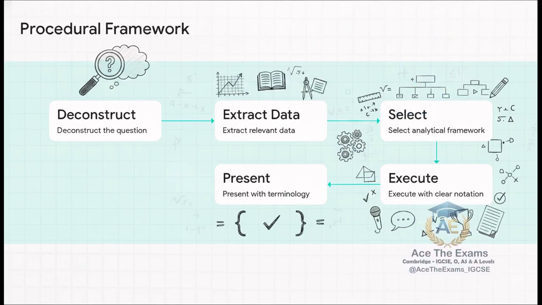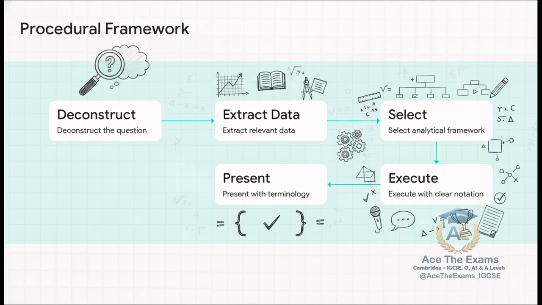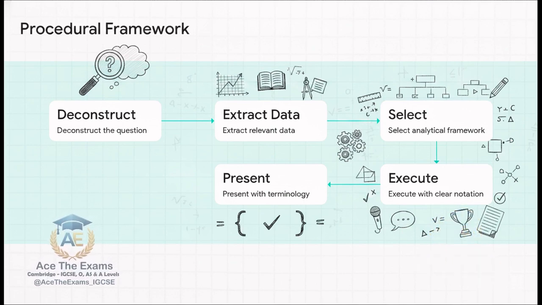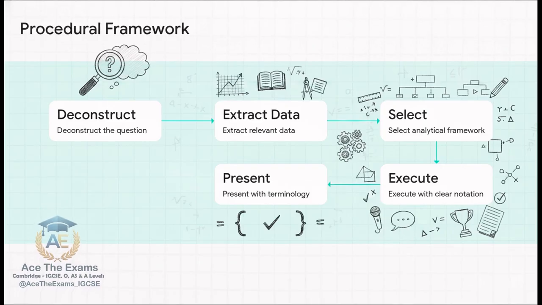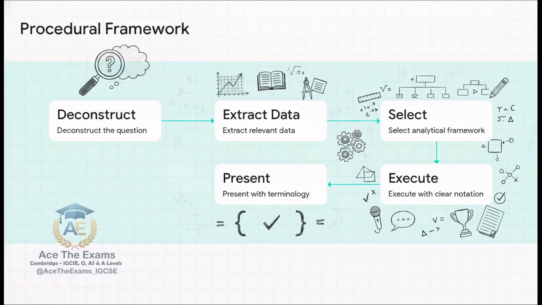I want you to do a quick 30-second mental exercise right now. Imagine 2 answers side by side. One is a jumbled mess of numbers. The other follows this 5-step framework flawlessly. Which one do you think the examiner is going to award top marks to? This rigid structure perfectly mirrors the logical reasoning examiners demand.